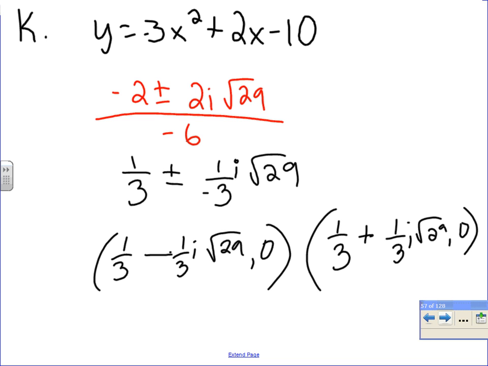Gigi? Right, but there's an i next to this and a square root of 29. So this whole term here is not 1/3. It's 1/3 i square root of 29. But you're correct.